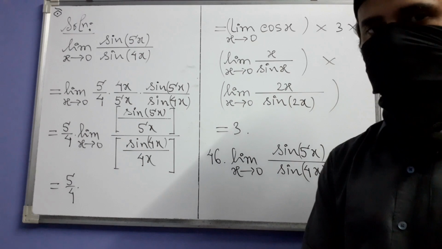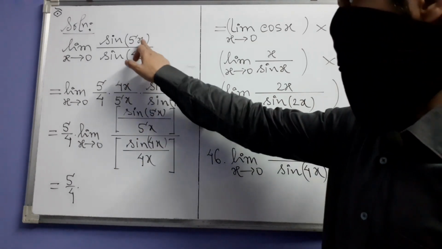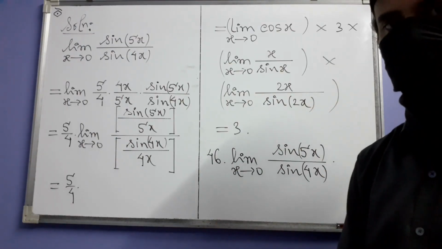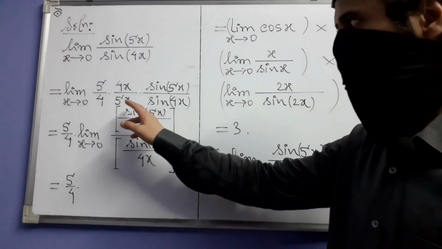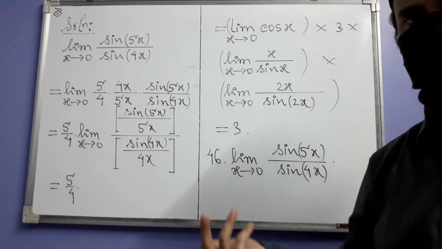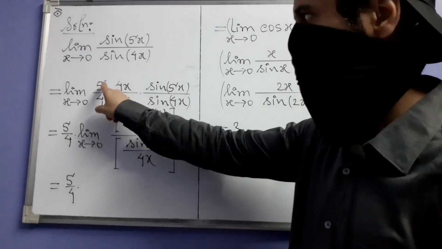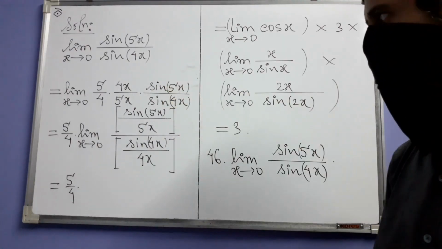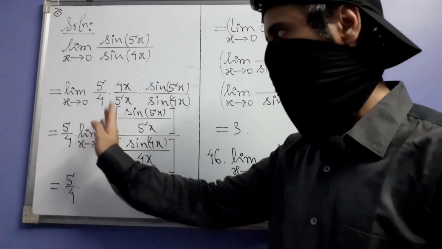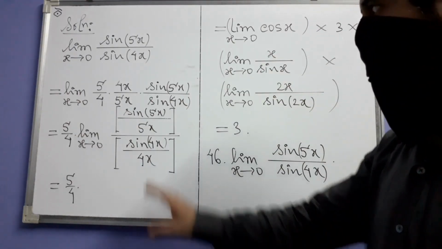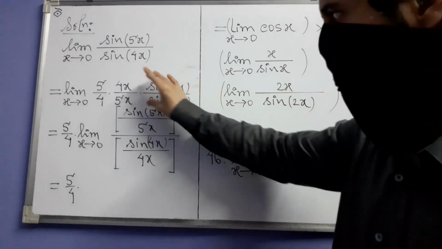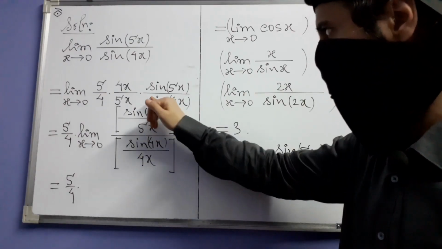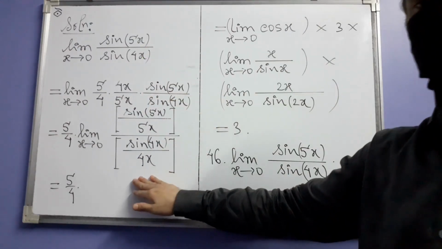Originally in the function we do not have any x outside the sin functions. So that means we have to create x, and that too a little smartly, not just simply multiplying and dividing by x. So we do this. 5 divided by 4 times 4x divided by 5x times this. And then you can see that 5 over 4 will go outside, and you can rewrite this part like this. Sin 5x divided by 5x divided by sin 4x divided by 4x.